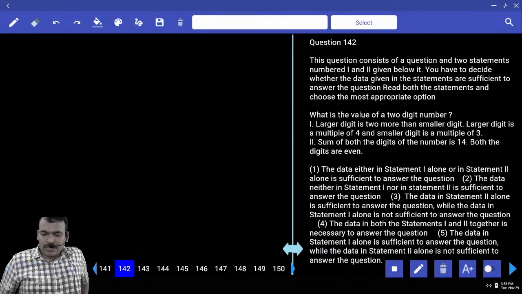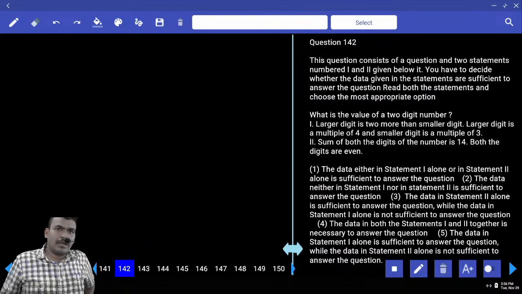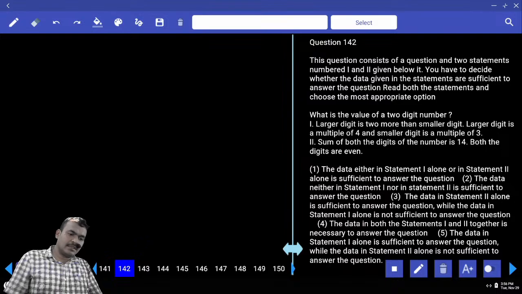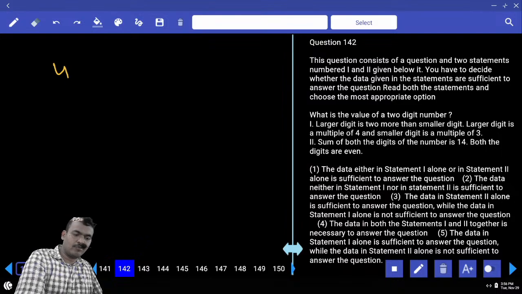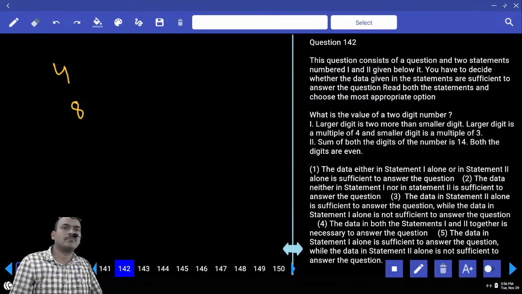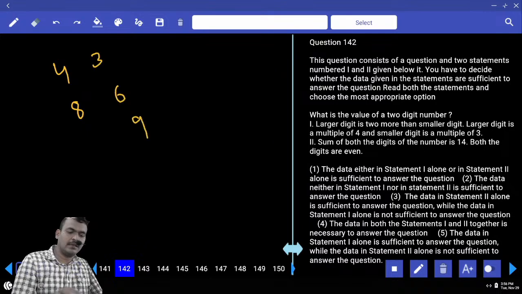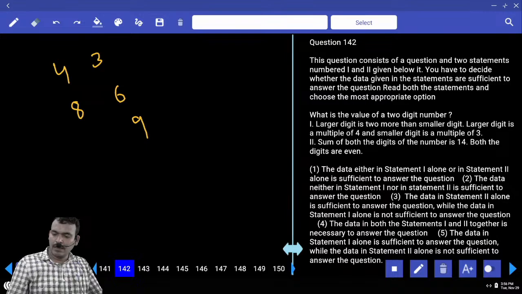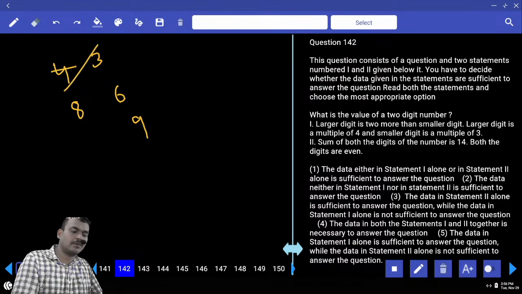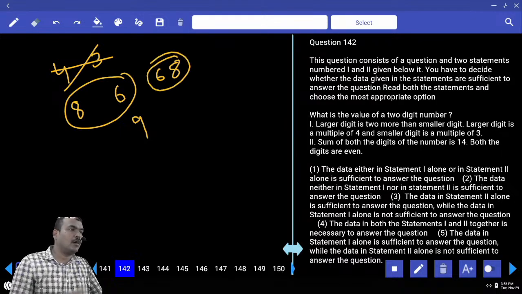Larger digit is 2 more than the which one? Smaller digit. And larger digit is a multiple of which one? 4. Smaller digit is a multiple of which one? 3. Larger digit is a multiple of 4 means it will be 4, 8 or not? Yes or no? Smaller digit is a multiple of 3 means 3, 6, 9 or not? Okay. And one more, larger digit is 2 more than the smaller digit. Means first one is not possible or not? Then 86 is possible, means another one 68 also possible or not? How many possibilities are there? 2 possibilities or not? Okay.